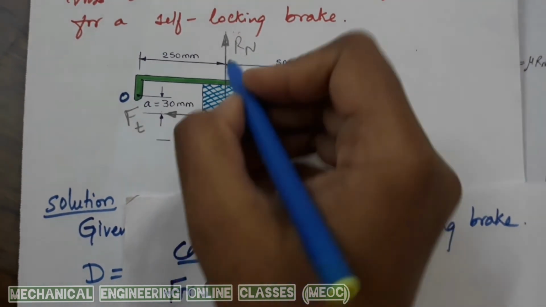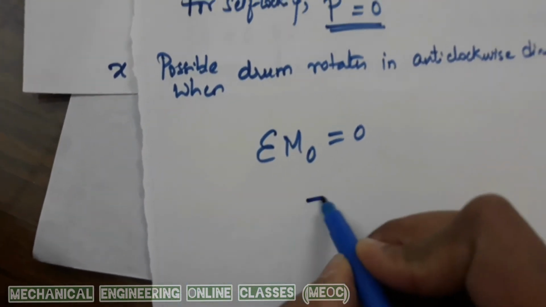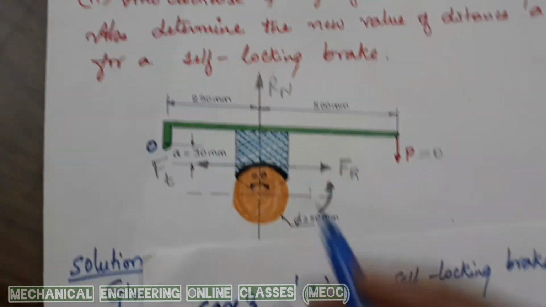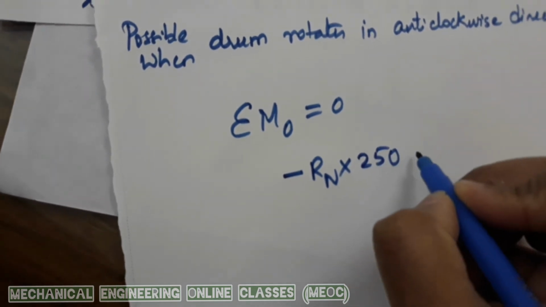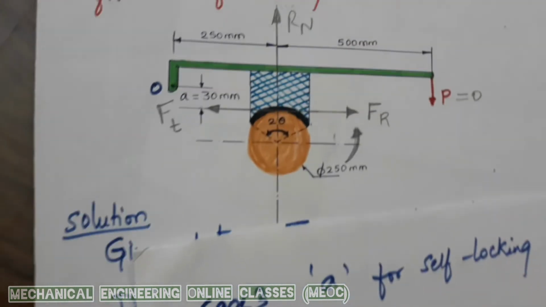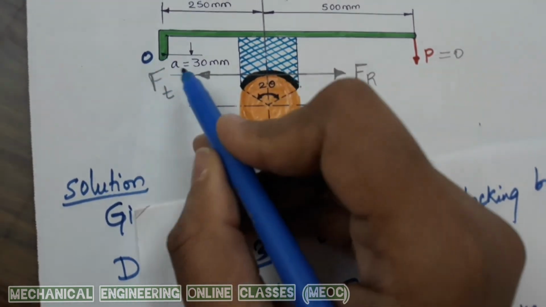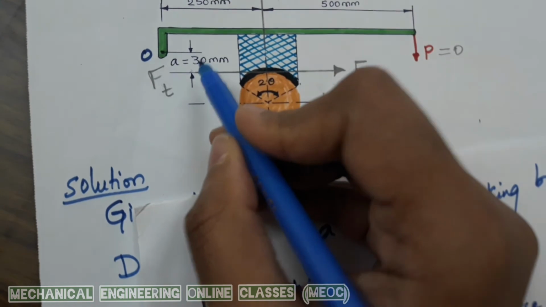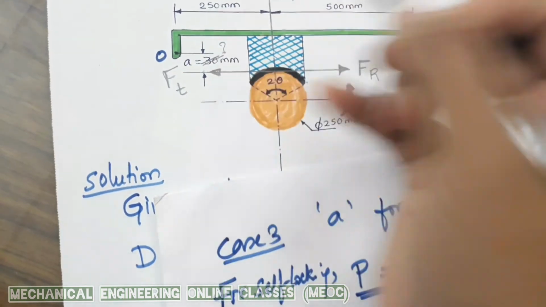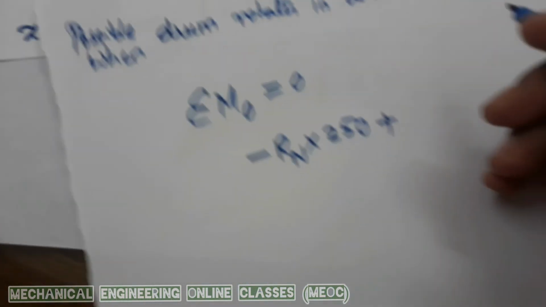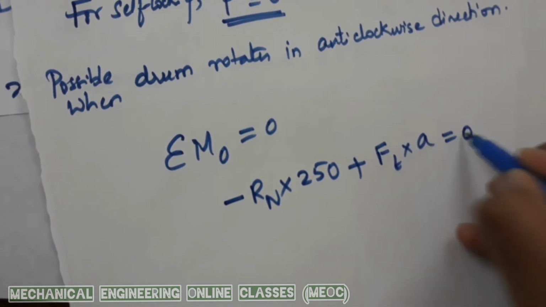So Rn will be producing an anti-clockwise moment. So I am considering it as negative, minus Rn into x, which is 250. Now plus Ft is producing a clockwise moment. So I have taken plus. So Ft into this A is what we have to find. 30 is for the previous case. Now we have to find A. So this will be Ft into A. So this is 0. We have to find this A.